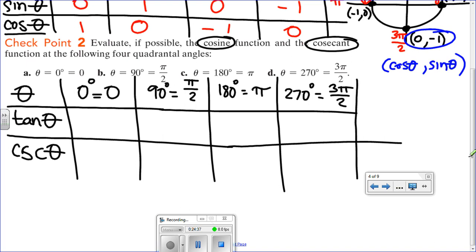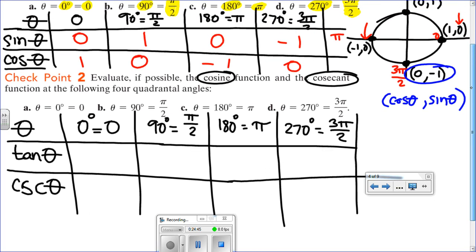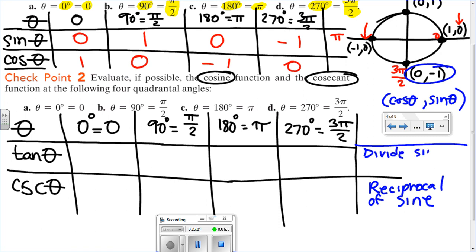Okay, I'm going to give you guys a few minutes. You can work with your partners. Remember that to get tangent, you need to divide sine over cosine. And to get cosecant, you need the reciprocal of sine. And for this one, divide sine over cosine.